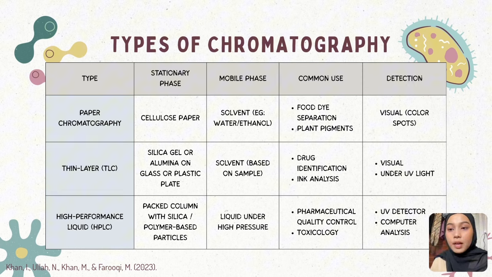It involves a packed column filled with silica or polymer-based particles. The mobile phase is a liquid that moves under high pressure. HPLC is widely used in pharmaceutical quality control and toxicology studies. Detection in HPLC is more advanced, using UV detectors and computer analysis for precise results. Each technique varies in complexity and application, but all serve the key purpose of separating and analyzing mixtures efficiently.